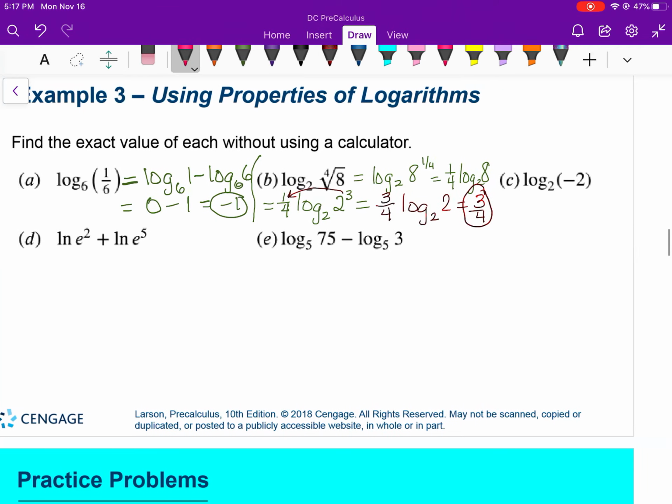Okay, I can't take the log of anything negative, so this one does not exist. And that one's done.